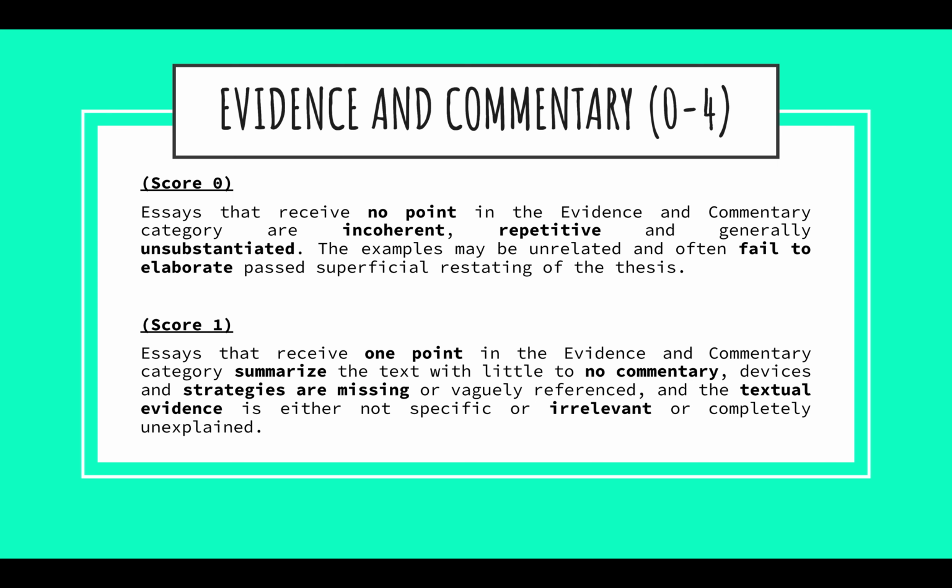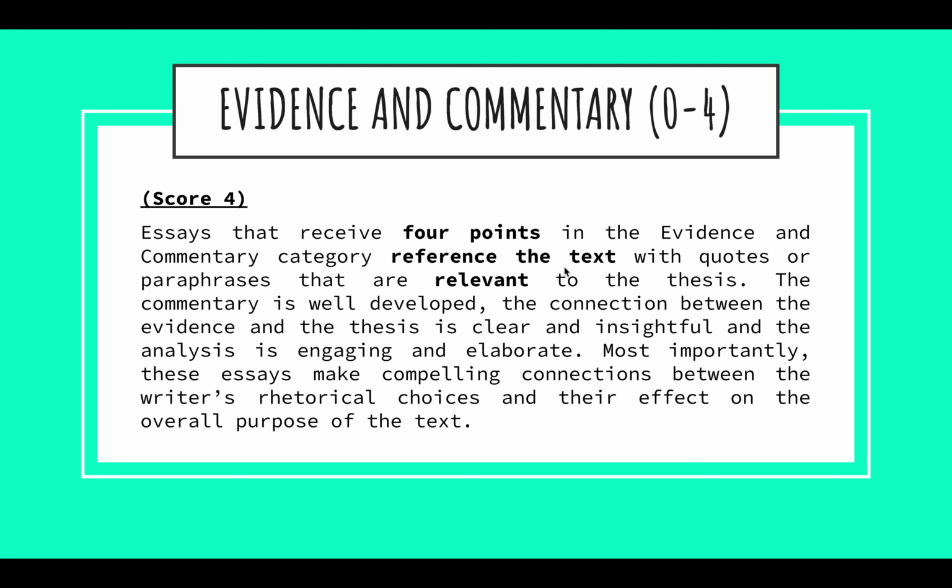There are three sections. The first one is the thesis, for which you can earn up to 1 point. There is the evidence and commentary, for which you can earn up to 4 points. And there is the sophistication category, which you can also earn up to 1 point. So 1, 4, 1. Okay, let's talk about the evidence and commentary. We'll start first with a 4, so that you understand what a 4 looks like.